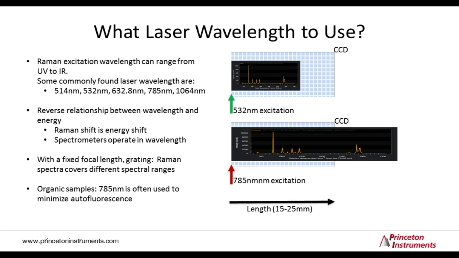Well, the Raman shift is described essentially by conservation of energy. Essentially, it shows a constant energy shift independent of excitation wavelengths. However, the spectrograph operates in wavelength range. To illustrate this, we show on this slide the physical extent of a cyclohexane spectrum for two different excitation wavelengths.